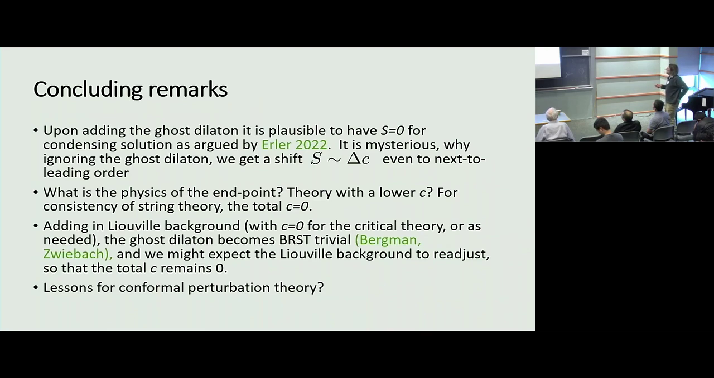Of course, there is the question: what is the physics of the endpoint theory with the lower C? One idea that I had, which we are still thinking about, is that maybe for consistency of string field theory, we should always, even in the critical case, tensor it with some C equals 0 Liouville background, so that there is something that can adjust. Of course, it's a non-unitary theory. And as a final remark, I think there are some interesting lessons for the general structure of conformal perturbation theory that remain to be elaborated. Okay, thank you.